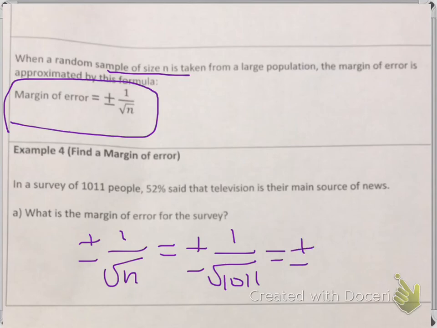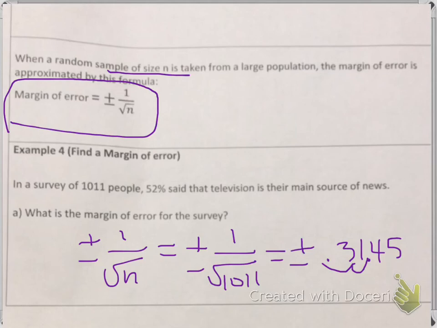When you punch that in, it's going to give you 0.03145 as a decimal number. Now, because we're talking about margin of error, we want that as a percent. We want plus or minus this many percent being our error. So we're going to move our decimal point 2 places to get the margin of error.